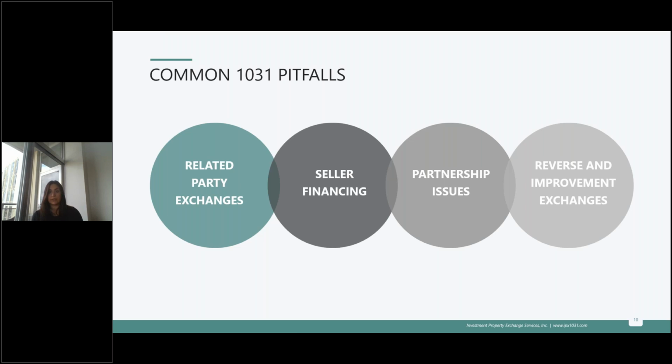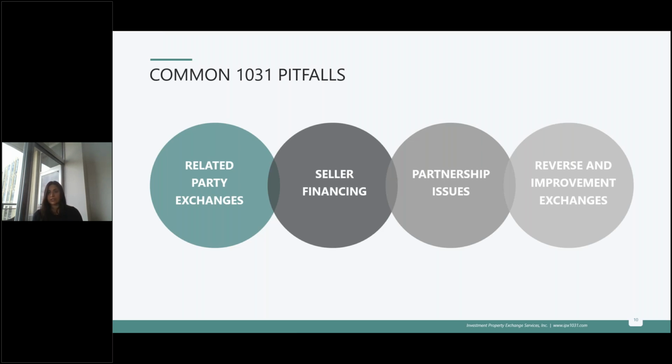Partnership issues, I mentioned those earlier, probably the most common 1031 issue. Properties held in a partnership or some type of entity, and the partners or the owners of the entity do not wish to stay together for a 1031 exchange. Reverse and improvement exchanges. A reverse exchange is when the client is in a situation that they have to close on their new property before they're able to sell their old property. And those transactions are a bit more complex because we have to come into the chain of title. Also, improvement exchanges are a similar structure where we have to come into the chain of title.